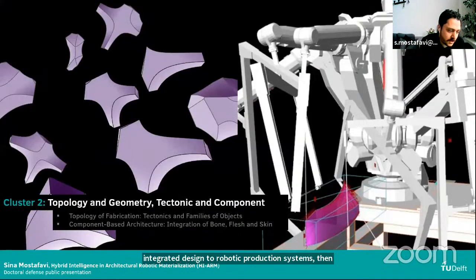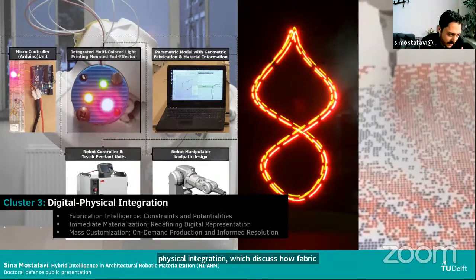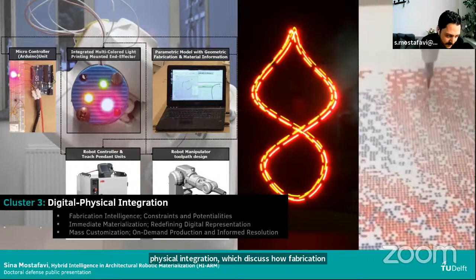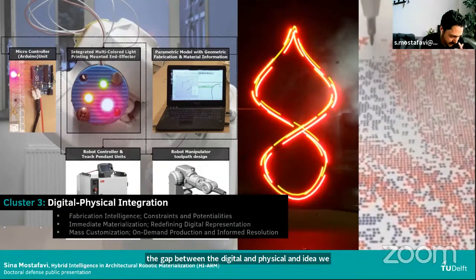Then cluster 2, topology and geometry, tectonics and component. It picks on the idea of topology of fabrication and how we can inform the design considering the topology of fabrication. And then it follows with the idea of component-based design and component-based architecture, and basically designing and fabricating families of objects. Cluster 3 is about digital physical integration, which discusses how fabrication intelligence can be achieved by bridging the gap between the digital and physical. And we discuss also ideas such as immediate materialization and mass customization.